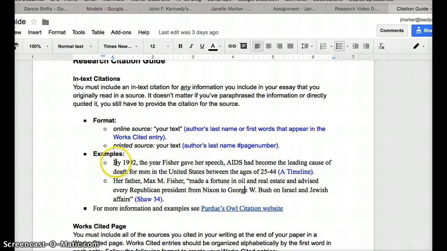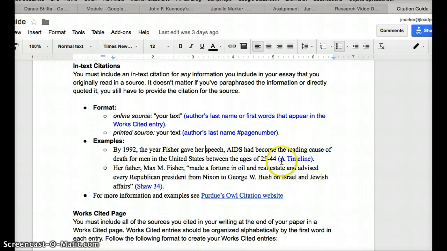So notice that this sample right here, this source didn't have an author, and so what you do there is you just use the first couple few words of the source title. So this was a timeline, I think, of the Cold War. So I just said a timeline, and that was how I cited it.